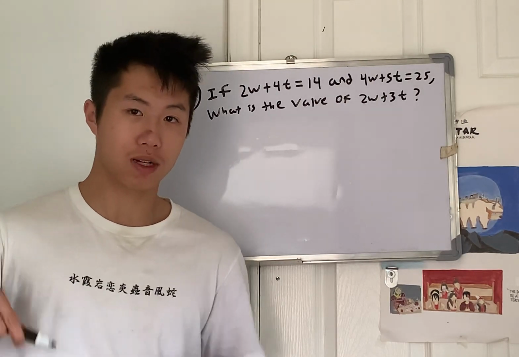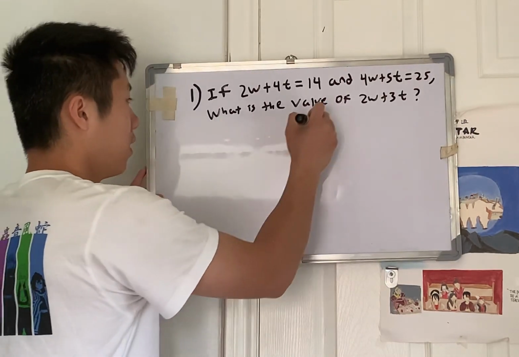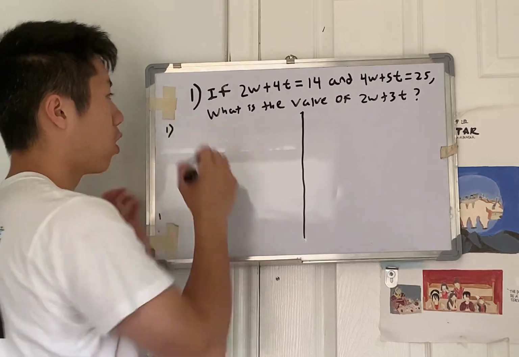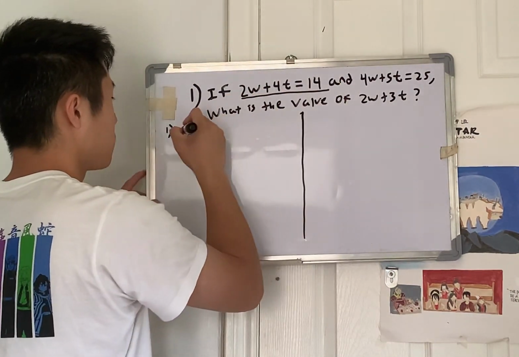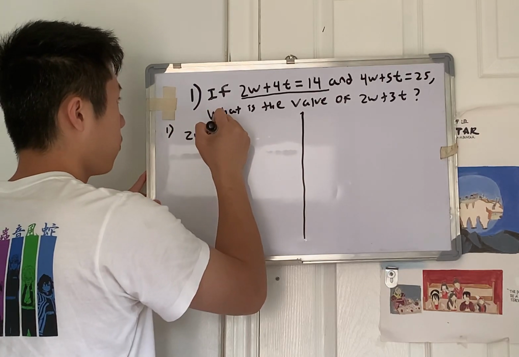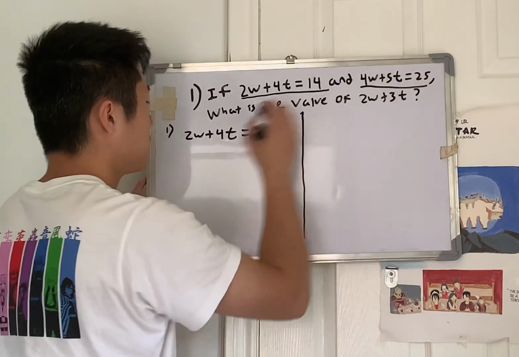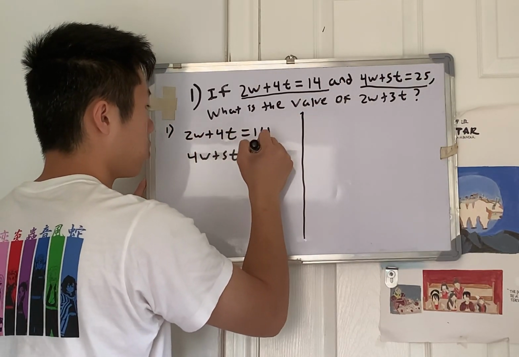Now, in order to solve this question, it's actually really simple, but there are 2 ways of approaching it. So the first way, which I'm going to split up the board, method number 1, is solving the systems of equations. What is that? We have 2w plus 4t equals 14. And then the other equation is 4w plus 5t is equal to 25.